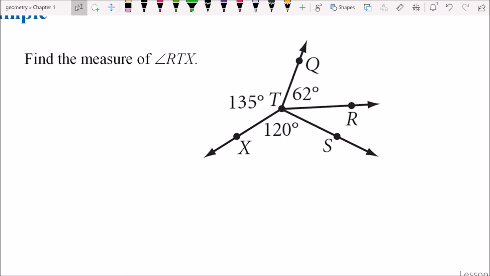We want to find the measure of angle RTX. Let's locate that on the diagram first. Angle RTX. So I'm just going to kind of draw over that to make sure I know exactly where that is. Now, what I notice right away about RTX is that it goes from here to here. It goes across 120, but also another angle. So if I know how many degrees are in that angle, then I can use the angle addition postulate to just add those two together and get the answer. So really, I need to find this angle right here, and then I'll be able to answer this question.